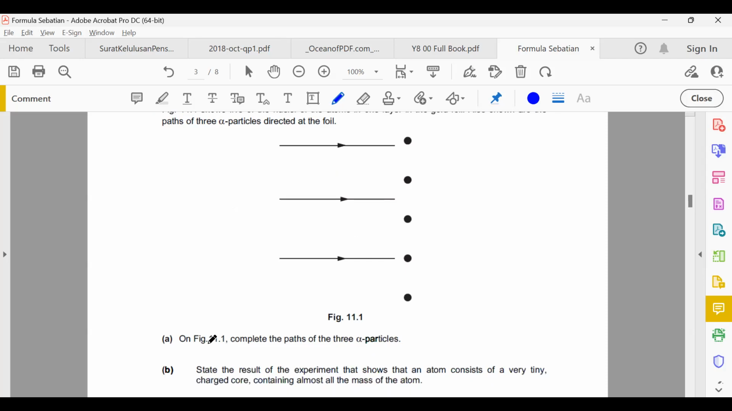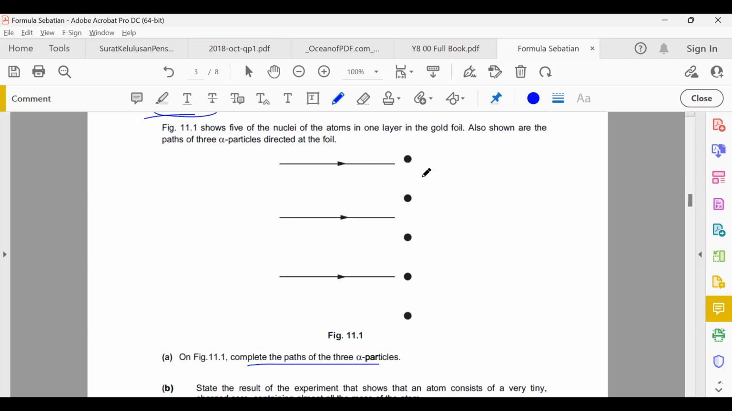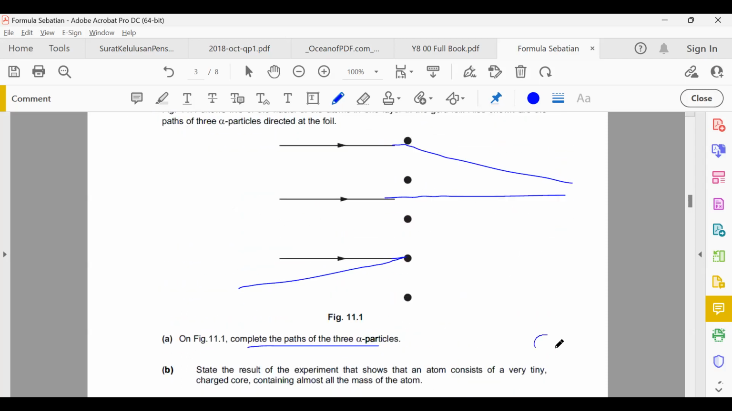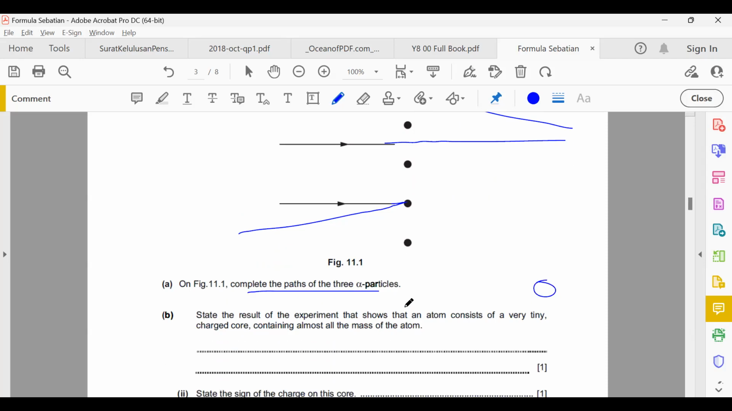From here, it says that on figure 1.1, complete the path of the 3 alpha particles. You'll notice that this one is very close to the nucleus, so it's only going to suffer a small deflection. This one will go directly straight through, and this one will be rebounding backwards. Right. So you can use a ruler, and I'm sure you can get a very decent drawing. And you get 2 to 3 marks for this one. I can't remember, I might have accidentally cut out the marks.